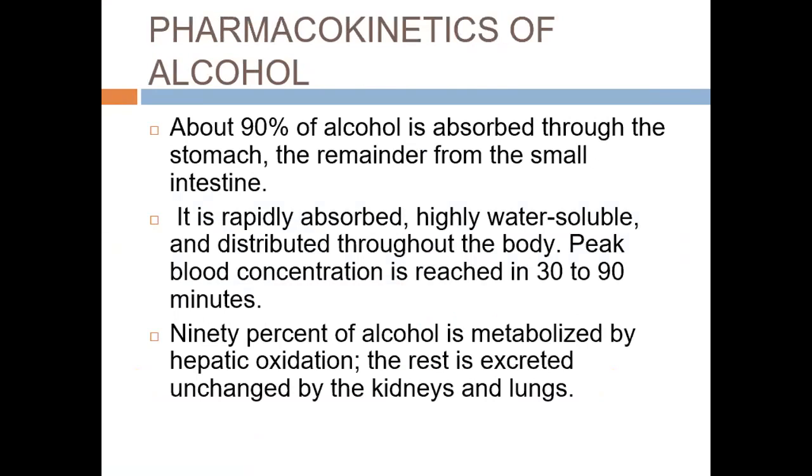Pharmacokinetics of alcohol. About 80% of the alcohol is absorbed through the stomach, the remainder from the small intestine. It is rapidly absorbed, highly water soluble, and distributed throughout the body. Peak blood concentration is reached in 30 to 90 minutes. 90% of alcohol is metabolized by hepatic oxidation. The rest is excreted unchanged by the kidneys and lungs.